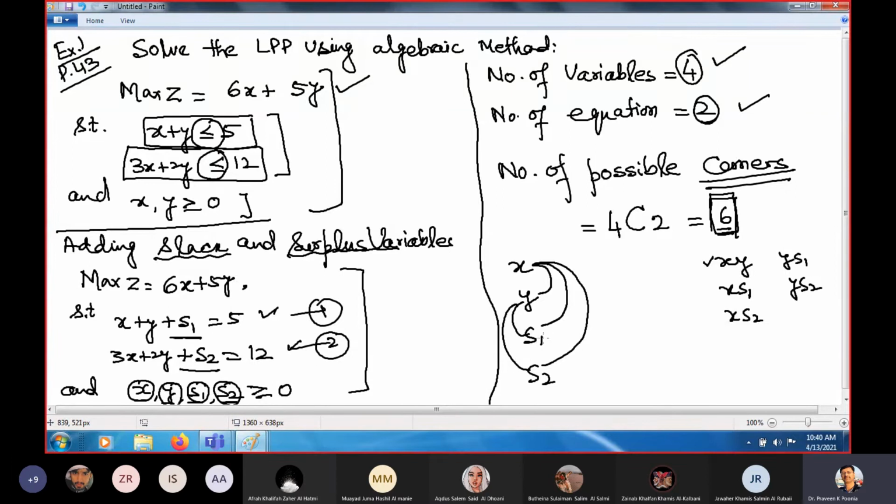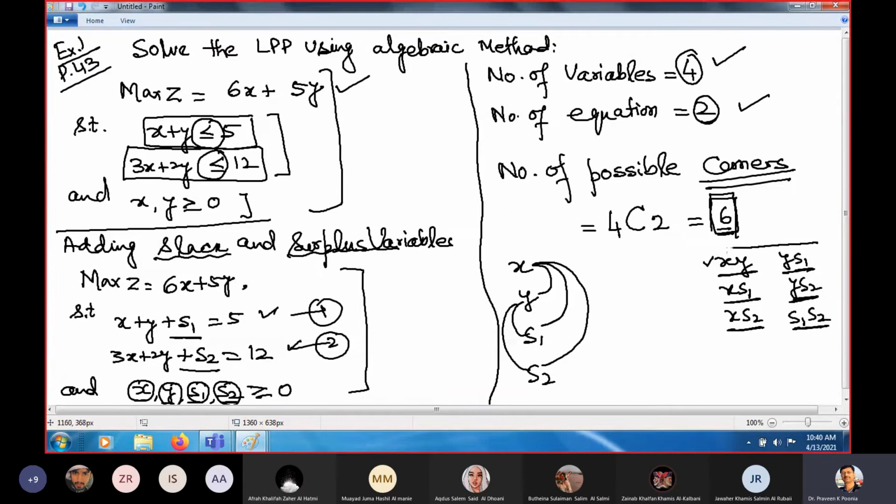Clear? Now coming to S1: S1 with Y is there, S1 with X is there, S1, S2. So dear friends, these are the 6 possible corners. One corner is XY, another is XS1, XS2, YS1, YS2 and S1, S2.